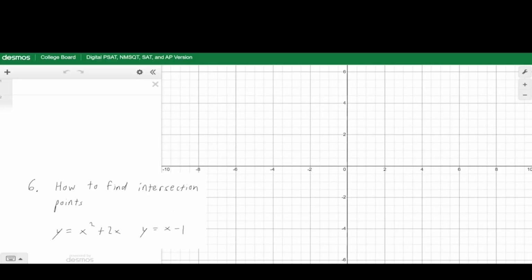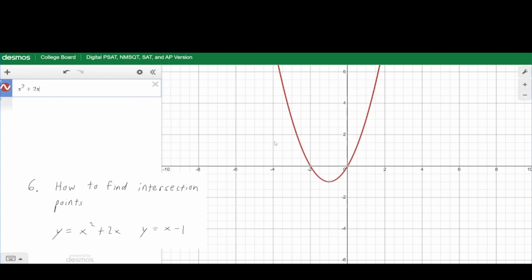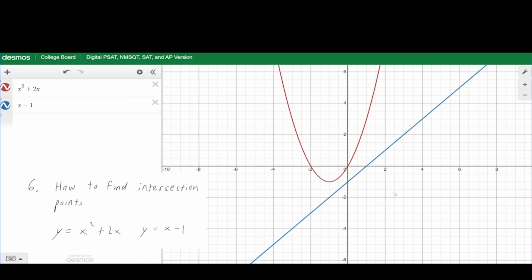So now let's show how to do it in Desmos, the same question. So one thing that's fun to know, do I need to write y equals for this? Nope, I technically don't. I can just write x squared plus 2x. Although if you want to write y equals, it doesn't matter. And then for the second function, it was x minus 1. And if you want to tell how many intersection points there are, it's literally just looking at how many points there are that intersect. And in this case, it's 0.